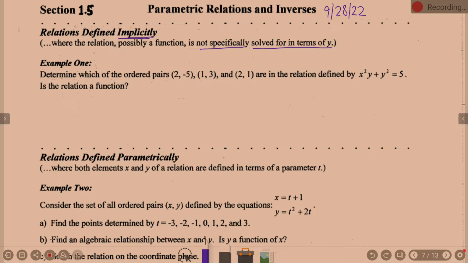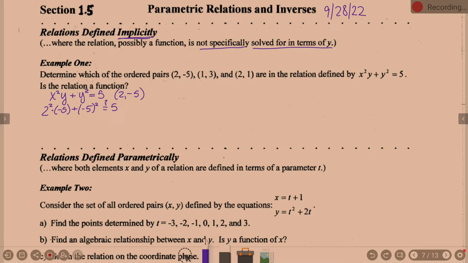So how do we determine which of those ordered pairs are in the relation? Plug them in, yes? It'd be easier if it was y equals, but it's not, so we're just going to go with it. We're plugging them into x squared y plus y squared equals 5. The first one I'm going to plug in is 2, negative 5. You guys are pre-calc level. Every place we see an x, we put in a 2. Every place we see a y, we put in a negative 5. So 2 squared times negative 5 plus negative 5 squared. The question is, does it equal 5?